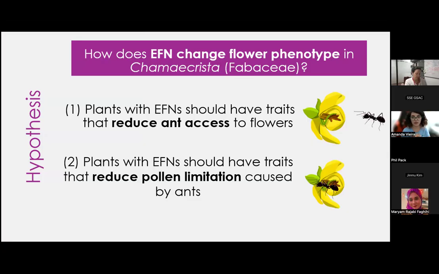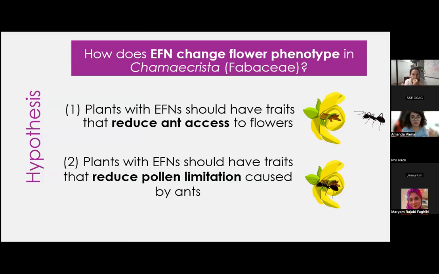So the first question was: how do extrafloral nectaries change flower phenotype in Chamaecrista? For that, we have two hypotheses. The first one is that plants with extrafloral nectaries should have traits that reduce ant access to flowers compared, of course, to plants without extrafloral nectaries.